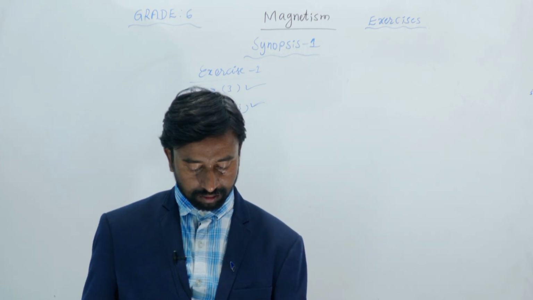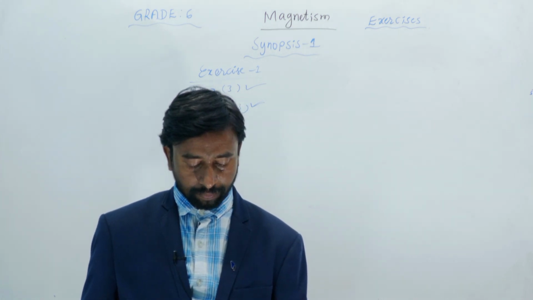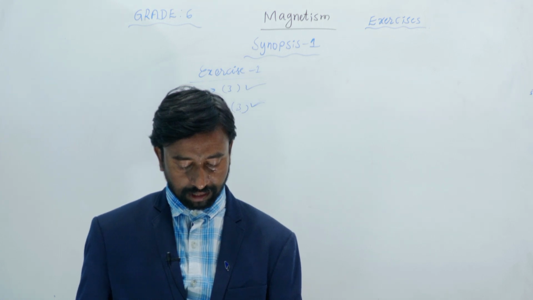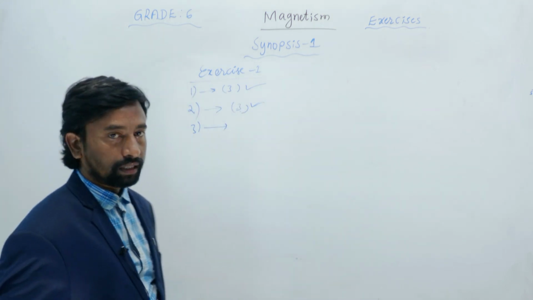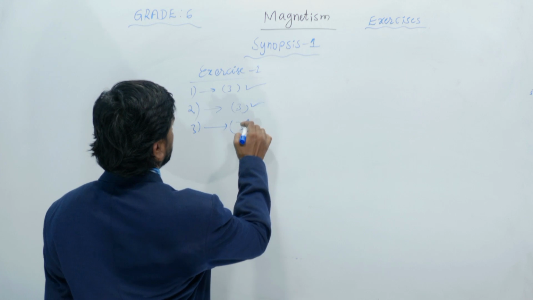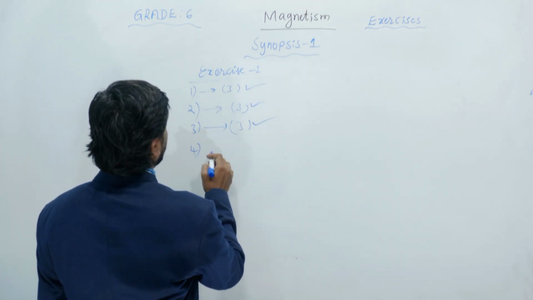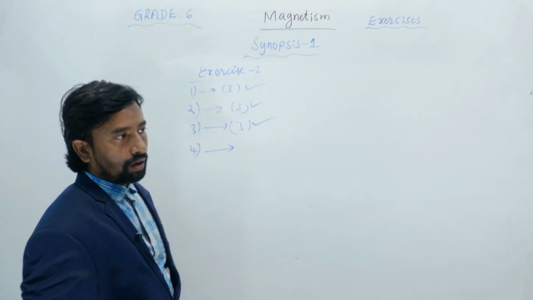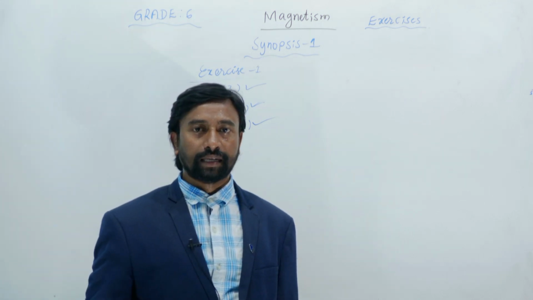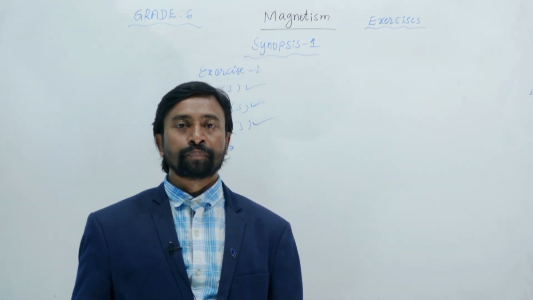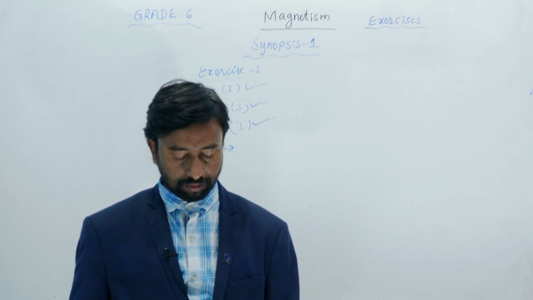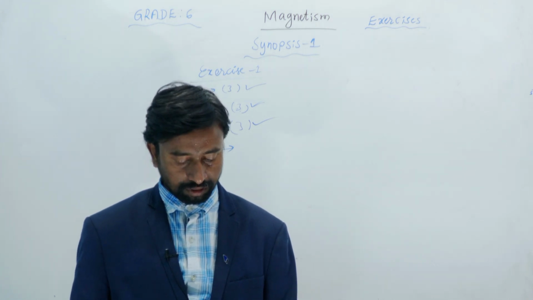So steel, nickel, iron can be separated. So the third one is also option 3 there. They can be separated, the magnetic materials. From the given substances, the magnetic materials can be separated easily by using electromagnets. Okay. Fourth one, you see here.